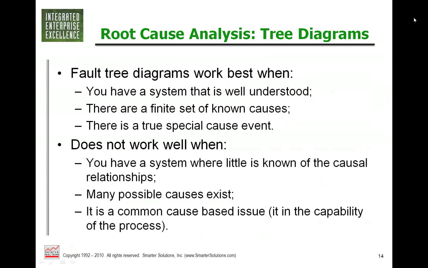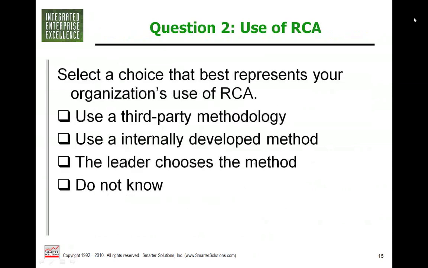When you really don't understand your system. There's no real causal relationships known. Or maybe there's so many potential causes, you can't deal with them. And the last one to throw in the statistics, if it's a common cause-based problem, you will never, never, never, never, never find it with root cause analysis. Because whatever's causing it existed probably on both days, just today it was bad, yesterday it wasn't. So that's a big one. And what I mean by common cause is the problem, the error, the mistake, the scrap is within the capability of the process. So here's our next question.